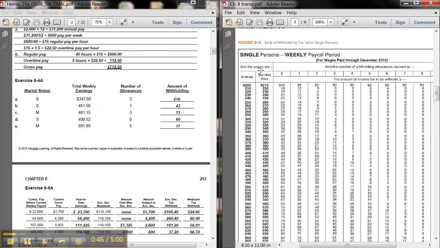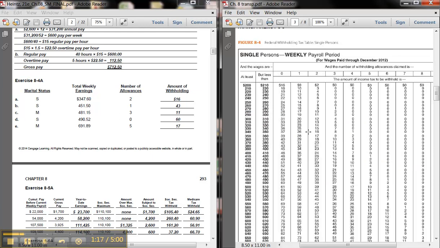I am looking at a single person who has a weekly payroll. The total earnings are $347.60. So I'm going to go down the left-hand side and find that amount. So 347 is more than 340 but less than 350. So it's going to be in this 340 to 350 range. And they have two withholding allowances. So I'm going to scroll over until I get to the 2 column withholding allowances, and that's where the $16 comes from.